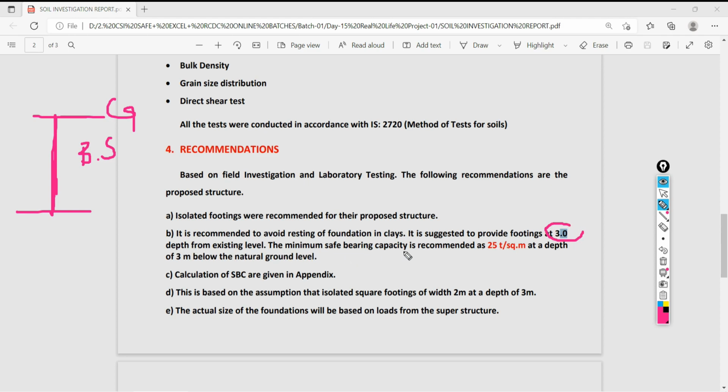So the minimum safe bearing capacity is recommended as 25 ton per square meter. So 25 means it is what in kilonewton per meter square?